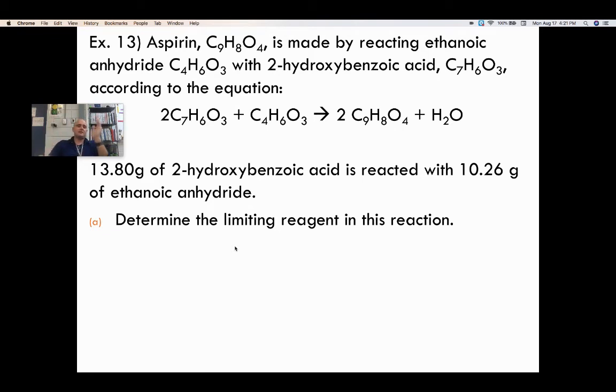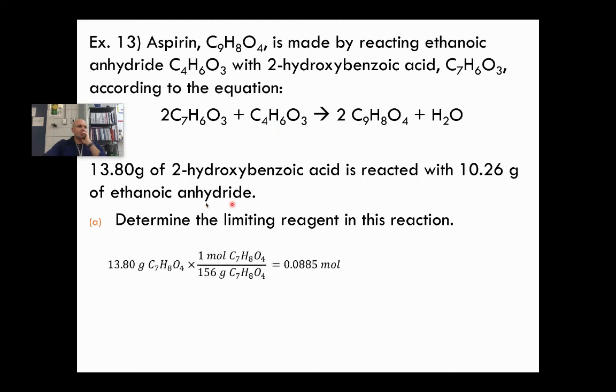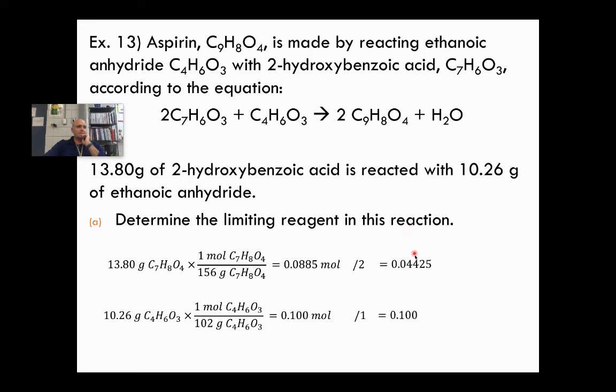So they were nice. They told us it was a limiting reactant problem because we had 13 grams of this stuff, and then we had 13 grams of that, 13.8 grams of this. So I'll do the same things I did before. I will find my moles of both of them, and then I will divide by their coefficients, and I will get 2 different numbers. The smaller one is going to be the limiting reactant.